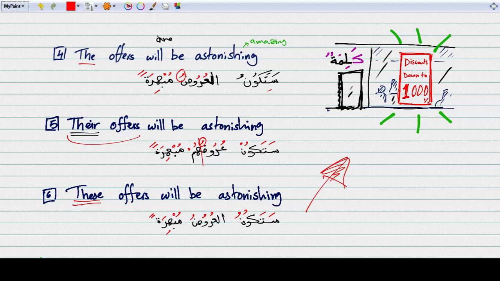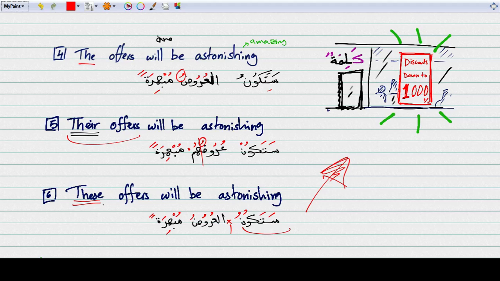You will look at the sentence, and maybe in this kind of sentence I can put a general rule: ستكون is always going to be in the front. So basically you just put that in front. And then since we're pointing at the offers, the demonstrative pronoun just has to be placed in front of what we are pointing at. So basically it will be here. Okay.